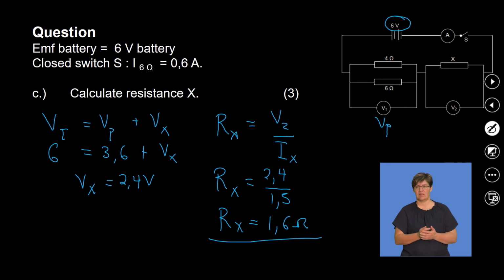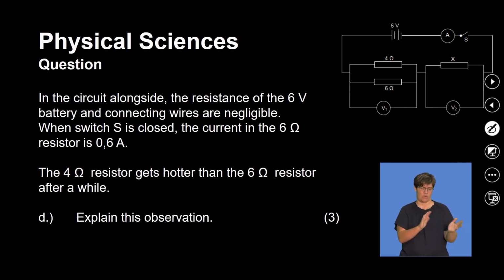Okay, so there are also many ways of actually doing this, but this is one of the obvious ones. And then the last question says the 4 ohm resistor gets hotter than the 6 ohm resistor after a while. Think about energy. Explain this observation. Why does the 4 ohm resistor get hotter?